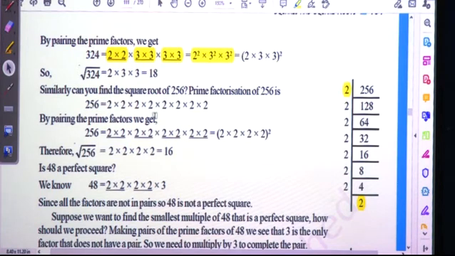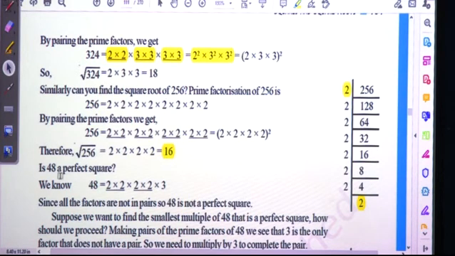By pairing the prime factors, we are pairing means we are making groups of 2. How many groups have been formed? 4, and its square. So, 2 four times: 2 2s are 4, 4 2s are 8, 8 2s are 16, means what? 256 is 16 square. Therefore, square root of 256 is equal to 16.